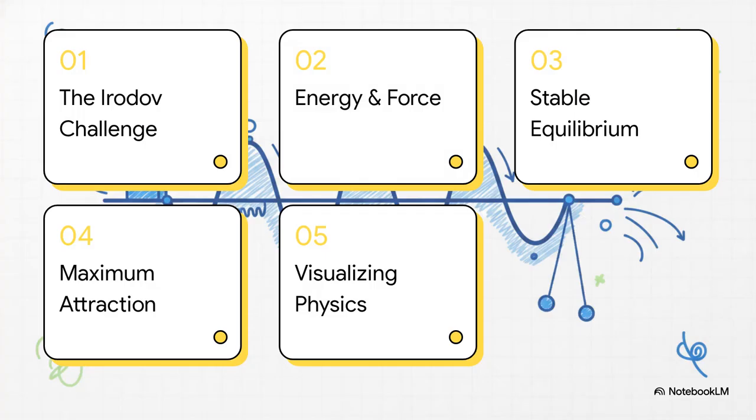So, here's our game plan. First, we're going to talk about the big idea, the link between energy and force. Then, we'll use that to find the stable equilibrium point. After that, we'll hunt down the point of maximum attraction. And finally, we'll put it all together and actually visualize what's going on. A nice logical path from start to finish.